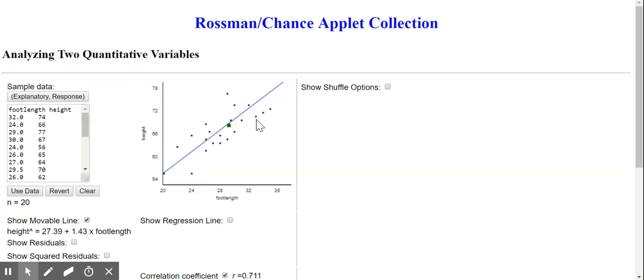Now the point of the best fit line, the main purpose really, is to make predictions, right? So to make predictions about, say, a person with foot length 32 inches, about what their predicted height would be. So according to what it looks like here, around 72 inches. And the equation is what we would use to actually make the prediction. Plug in a foot length value here, multiply and add to get the predicted height.